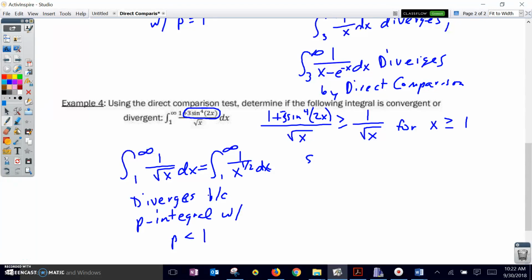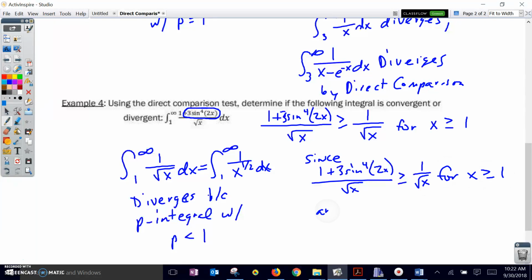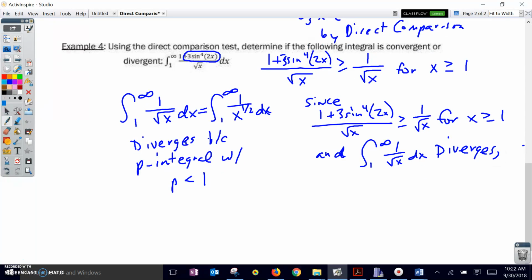So, since 1 plus 3 sine to the 4th of 2x over the square root of x is greater than or equal to 1 over the square root of x, for x greater than or equal to 1, and the integral from 1 to infinity of 1 over square root of x dx diverges, that means that our original integral here diverges by direct comparison test.